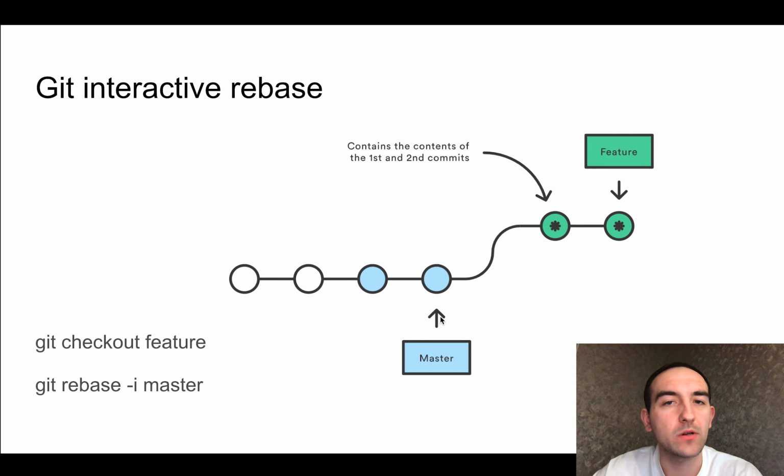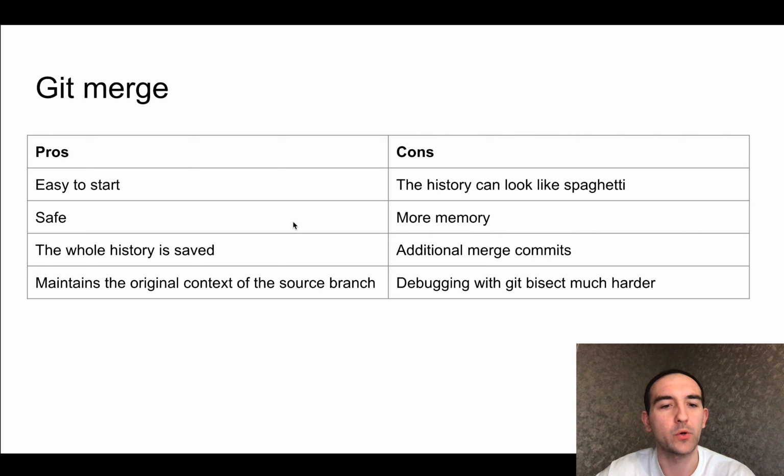So, pros and cons of the two approaches. Git Merge. Pros. It's easy to start, really, because you don't need to learn what Git Rebase is and how it works, just one command, and you are sure that you don't break anything. It's safe, because the history will be saved and you can't change anything. If you change something, you can revert these changes and go back. And the whole history is saved, because when we are using Rebase, we are rewriting history.